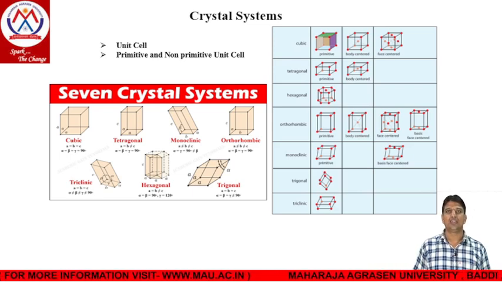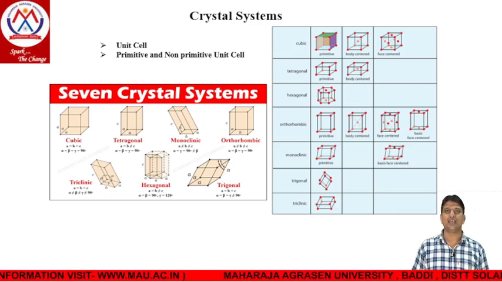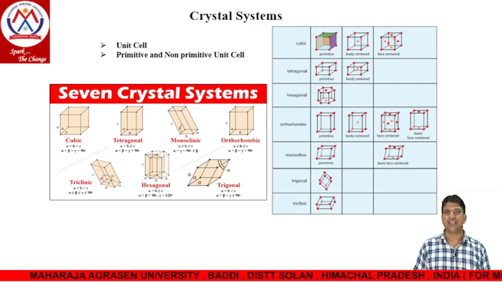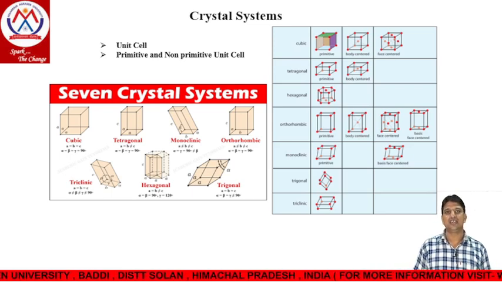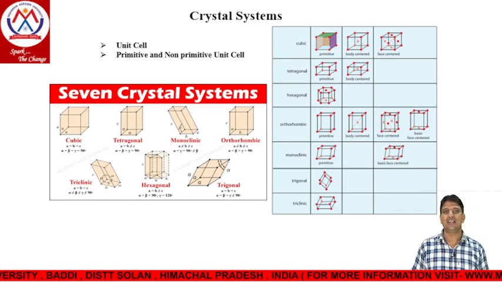First is cubic. In cubic, we have three types of unit cell. First is primitive, then body centered, then face centered. Next is tetragonal, simple primitive and body centered. Then hexagonal has edge centered primitive unit cell. Then orthorhombic, simple primitive, body centered, face centered and end centered. Then monoclinic, simple primitive and face centered. Then trigonal, simple primitive and triclinic. They have simple primitive unit cell.